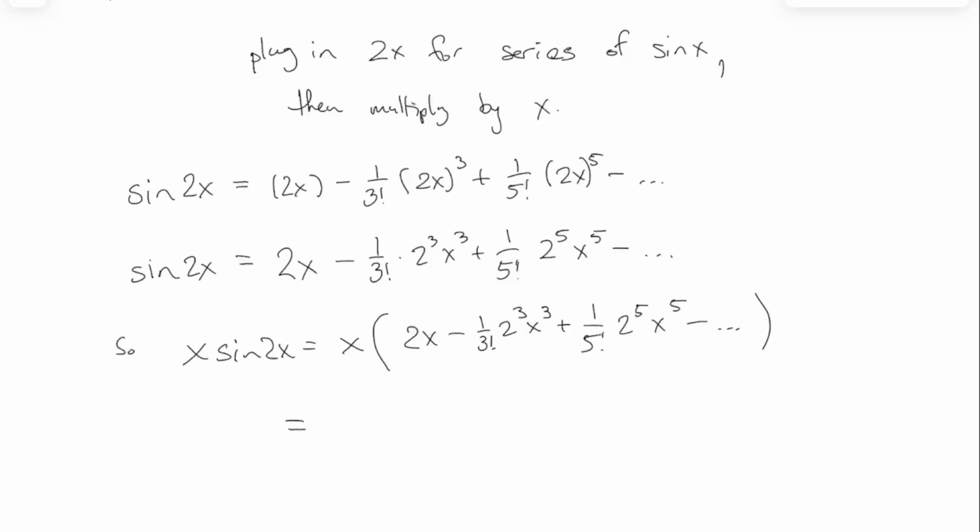So my final answer will say 2x squared minus 1 over 3 factorial, 2 cubed times x to the 4. I am distributing the x, so it just increases the power of x on each term by 1. Plus 1 over 5 factorial, 2 to the 5, x to the 6, and so on. This is the series of x sine of 2x.